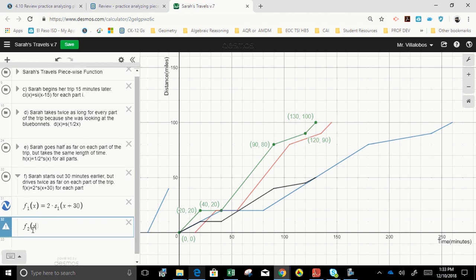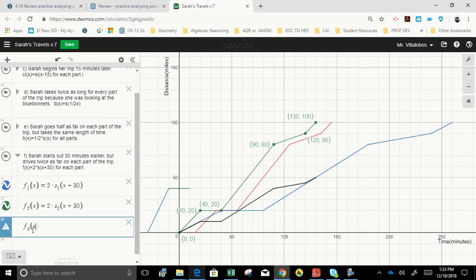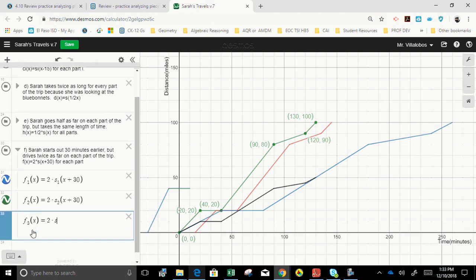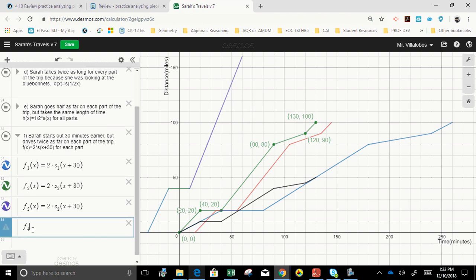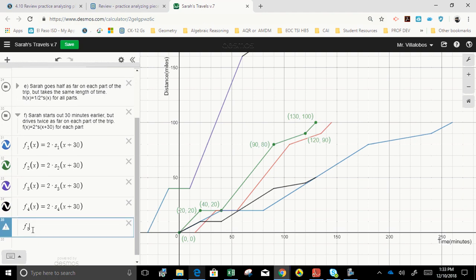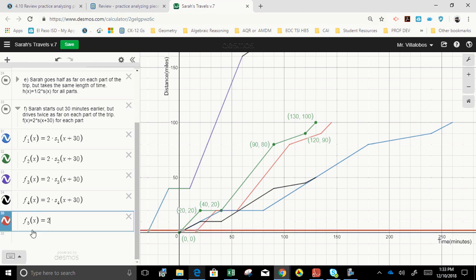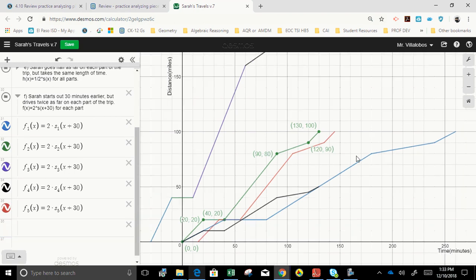F2 of X equals 2 times S2 of X plus 30. F3 of X equals 2 times S3 of X plus 30. F4 of X equals 2 times S4 of X plus 30. F5 of X is equal to, excuse me, 2 times S5 of X plus 30. And I've got the whole thing.